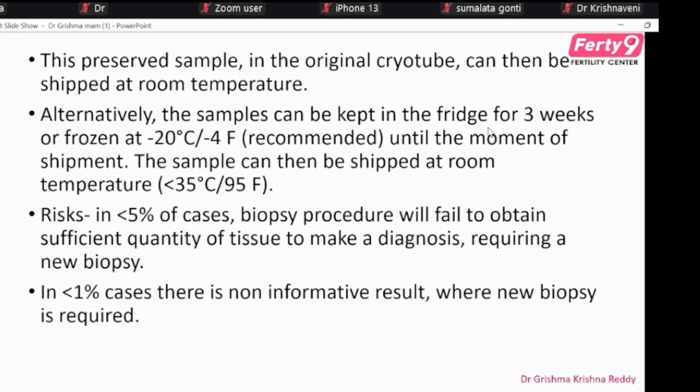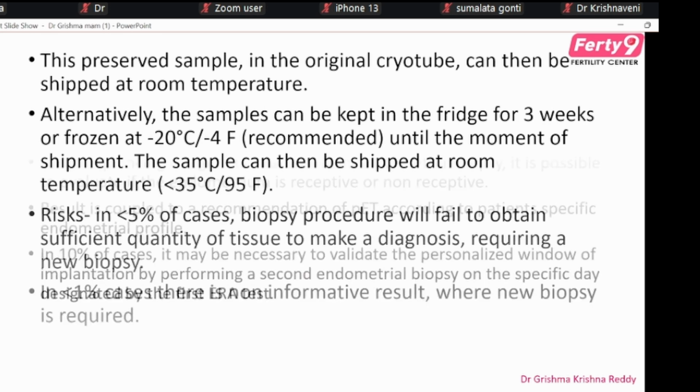Alternatively, the samples can be kept in the fridge for 3 weeks or frozen at minus 20 degrees until the moment of shipment. In less than 5% of cases, there is a risk that the biopsy procedure will fail to obtain a sufficient quantity of tissue, requiring a new biopsy. In less than 1% of cases, the ERA report can come as non-informative, where a new biopsy is required.